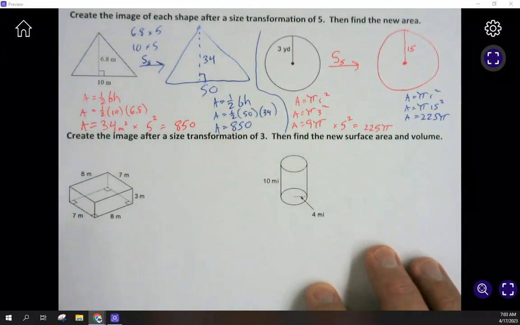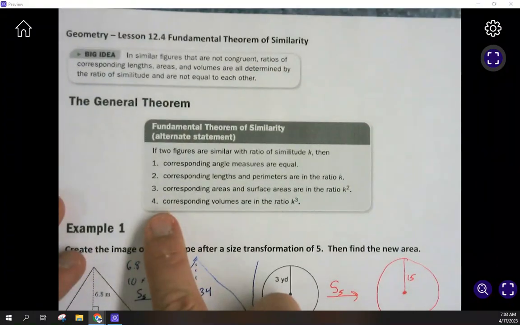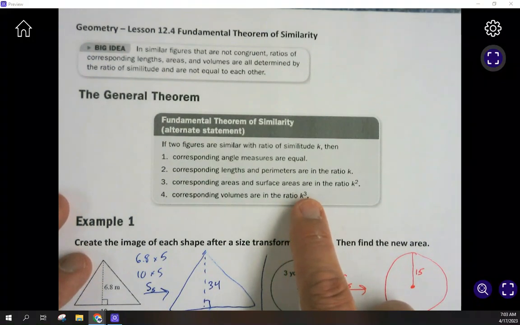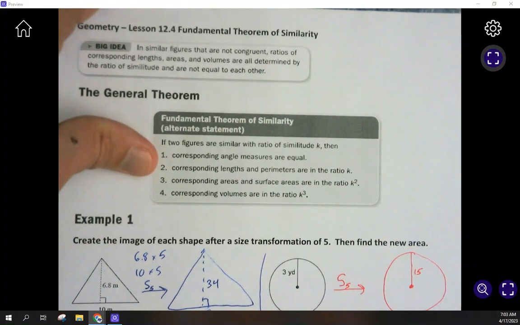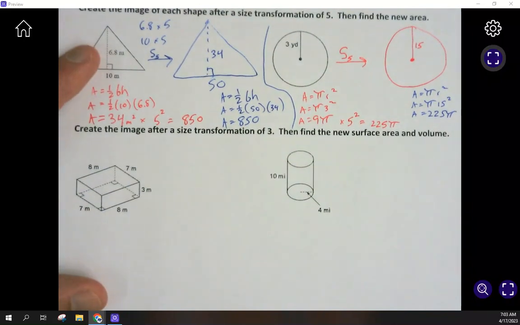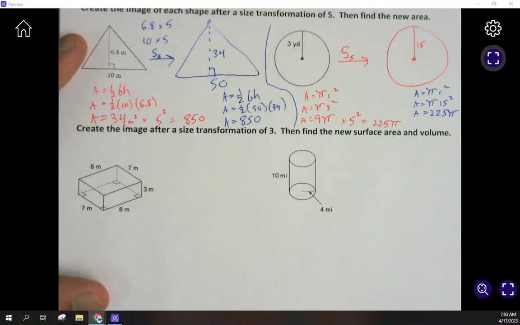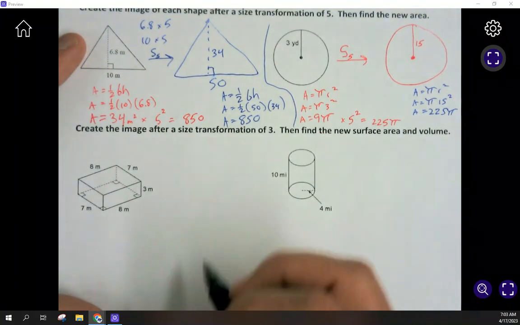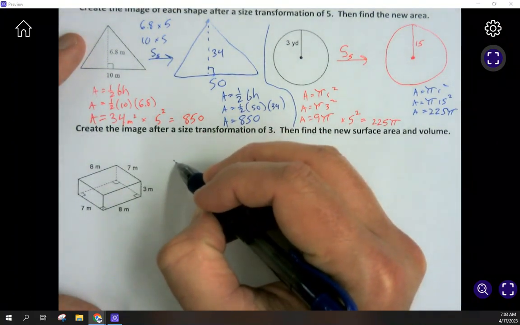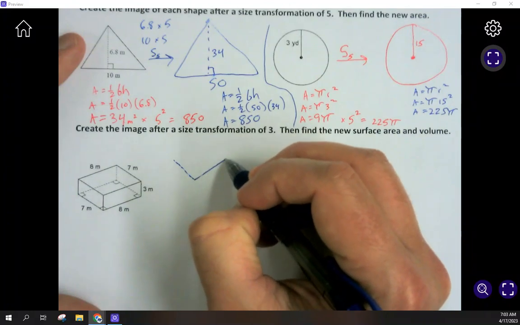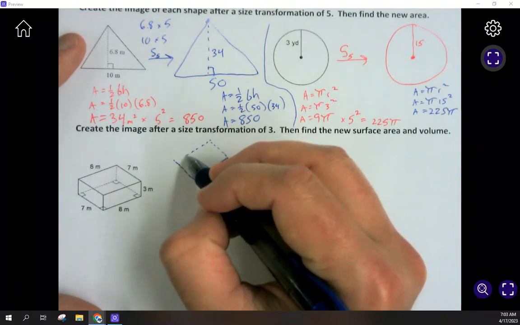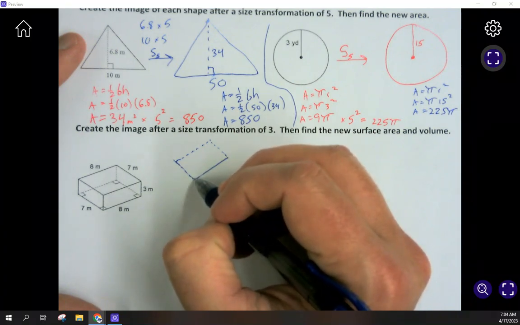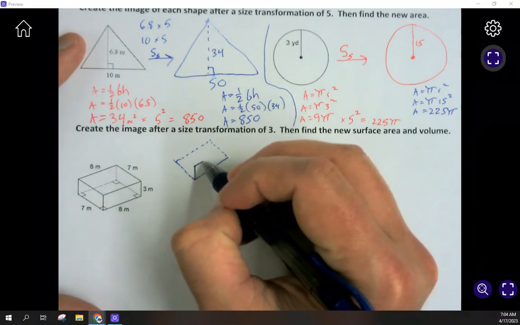All right, let's look at what happens with volume. To go back to our theorem here, the corresponding volumes will be in a ratio of k to the third power because we're multiplying three things together to create volume. So we're going to look at both surface area and volume for these. We're going to have a size transformation of 3. So I'm going to draw this shape. I'm definitely not going to try and make it bigger. I'm just going to try and draw it. Not the easiest shape to draw.